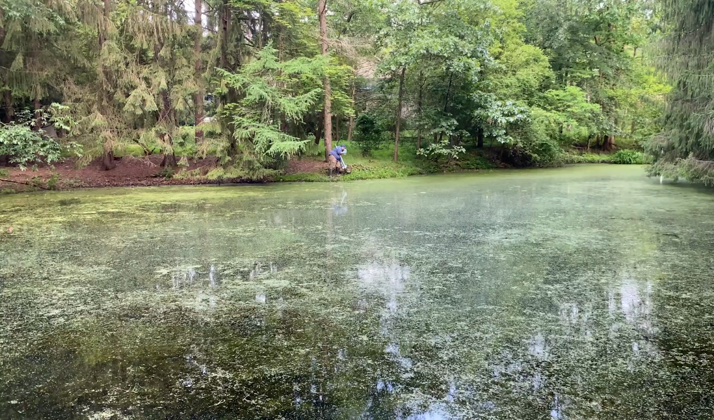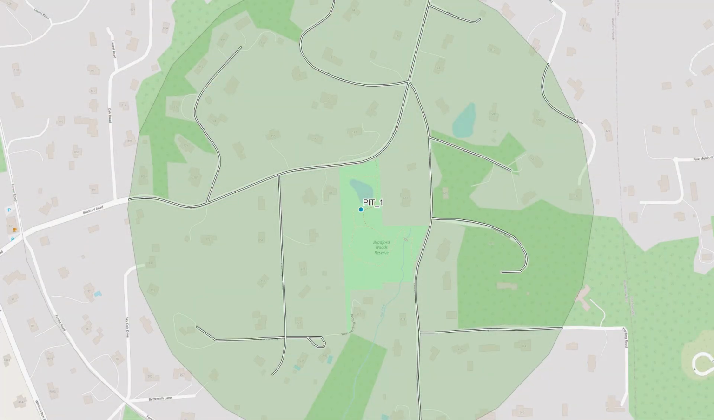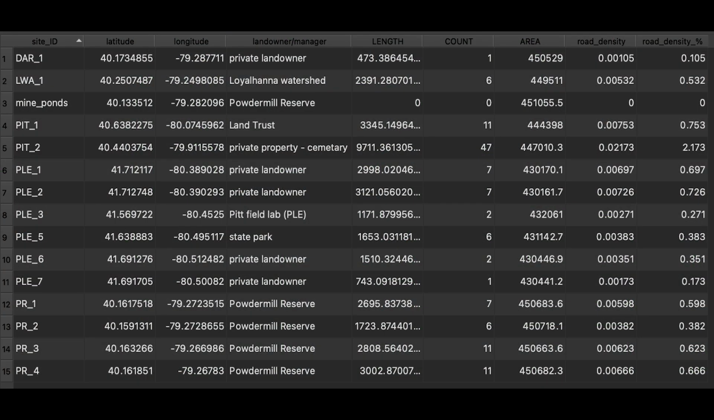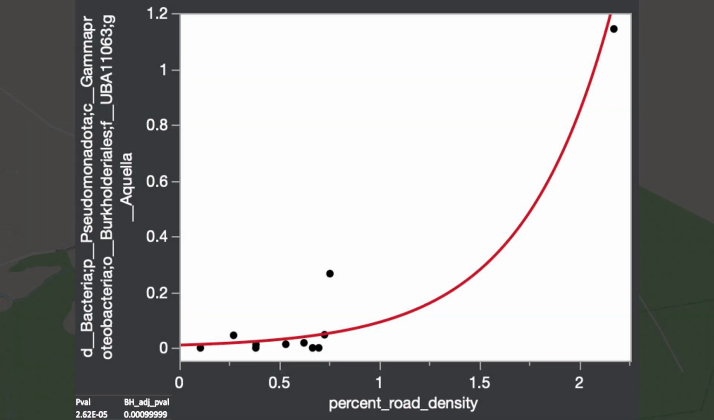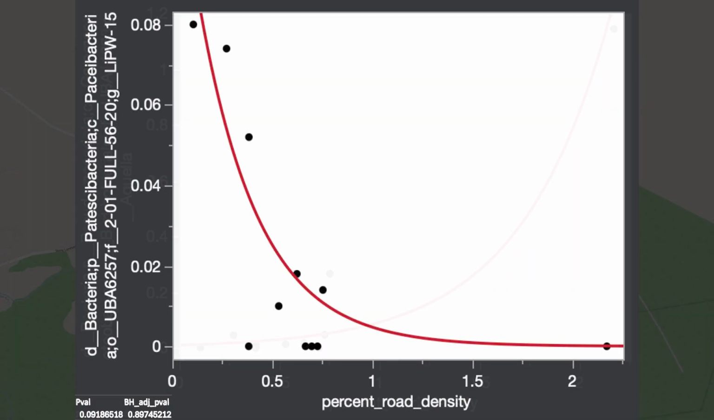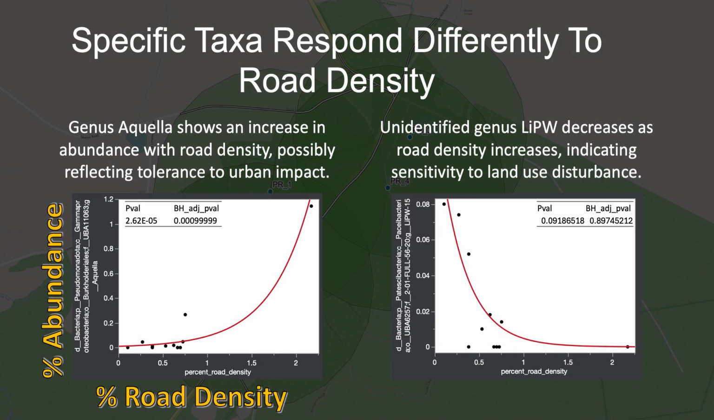With that data, I used JMP to generate plots to quantify whether road density gathered from satellite data and calculated through QGIS, and other environmental factors, demonstrated a noticeable correlation to microbe abundance in these ponds. We found a statistically significant relationship between road density and the microbial community structure, which species are present and how abundant they are, suggesting a direct human footprint on invisible biodiversity.